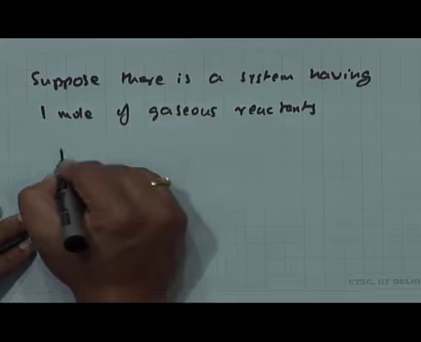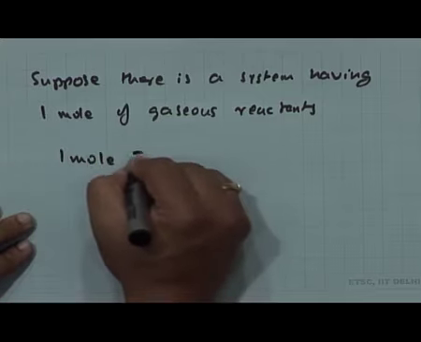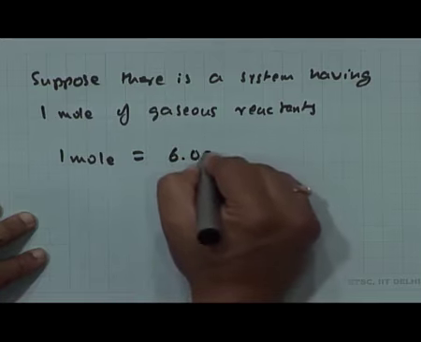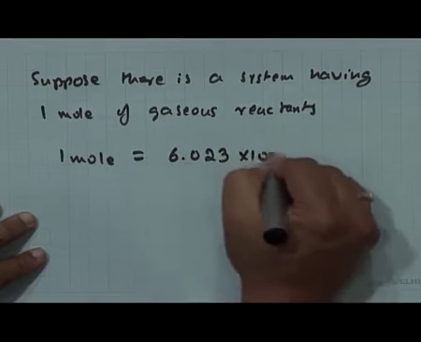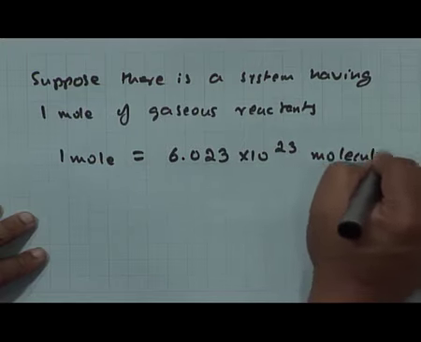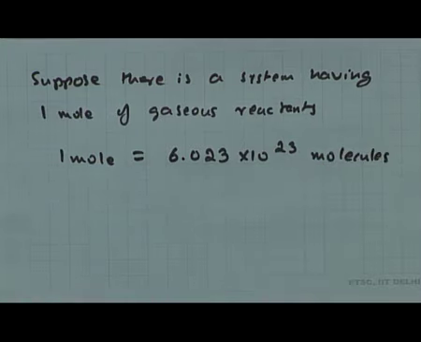Now, 1 mole is Avogadro's number, it is 6.023 into 10 to the power 23 molecules. Now, the question is, at a certain temperature the molecules will be having their own kinetic energy, go back to this kinetic theory of gases, okay.